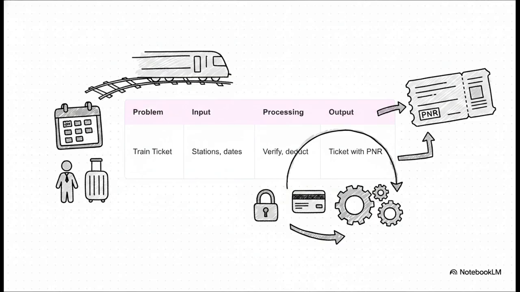Booking a train ticket actually nails this concept perfectly. To solve the problem of getting from point A to point B, your input involves typing in stations, travel dates, and passenger details. Then, the processing phase takes over behind the scenes. It verifies your login, checks if there's berth availability, processes your payment, and deducts the ticket from the system. Finally, the output is generated for you, a clear, simple ticket showing your PNR and confirmed berth number. It's literally the perfect encapsulation of that input-process-output cycle.